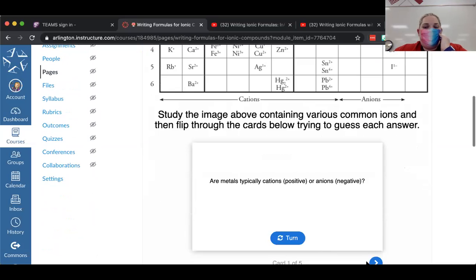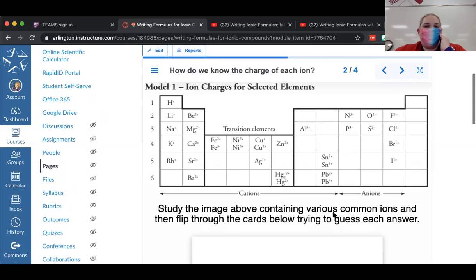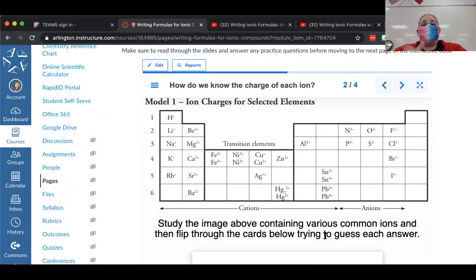Okay. Now, the next one says group 1 metal ions have a charge of what? So looking at this picture, first off, I need to know, where is group 1? What is a group, and where is group 1 located on here? Yes, positive, exactly. All right, so what is a group on the periodic table? Is it a vertical up and down column, or is it the horizontal rows going left to right? What do you guys think?